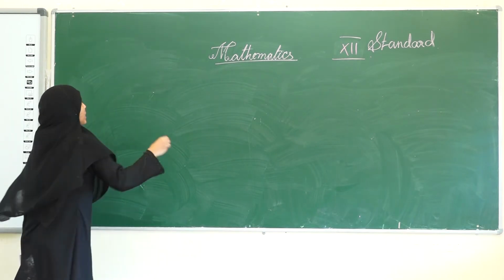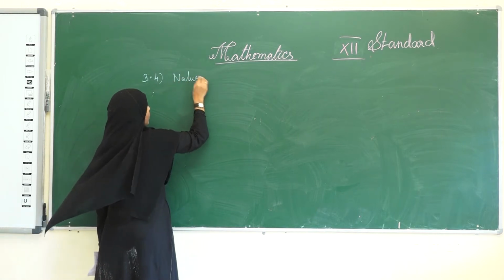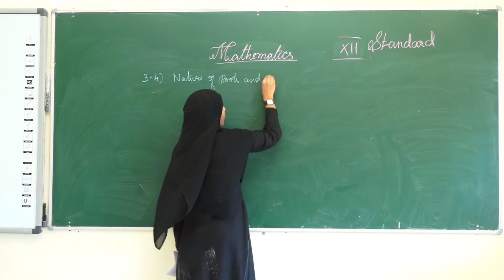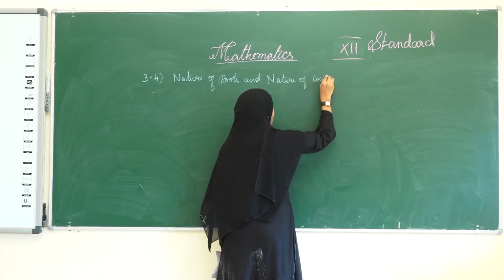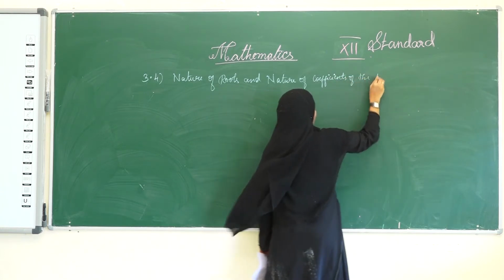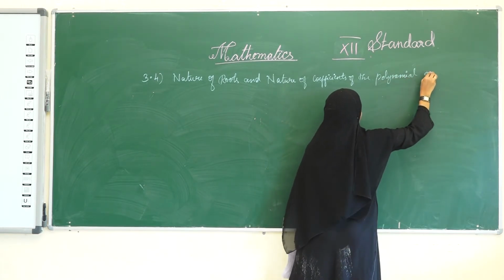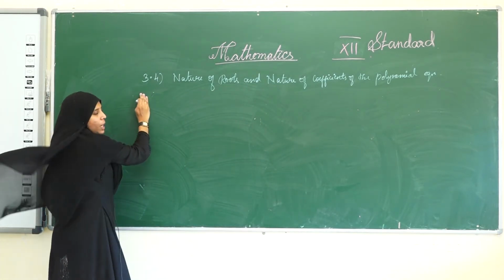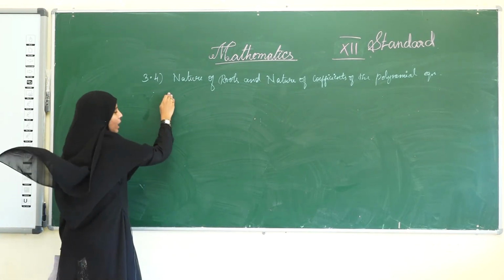The next chapter is 3.4, which is the nature of roots and nature of coefficients of the polynomial equation. Till now we have seen the roots of the polynomial equation. Now in this chapter we are going to see the nature of the roots and the nature of coefficients of the polynomial equation. See here, we have subdivisions.